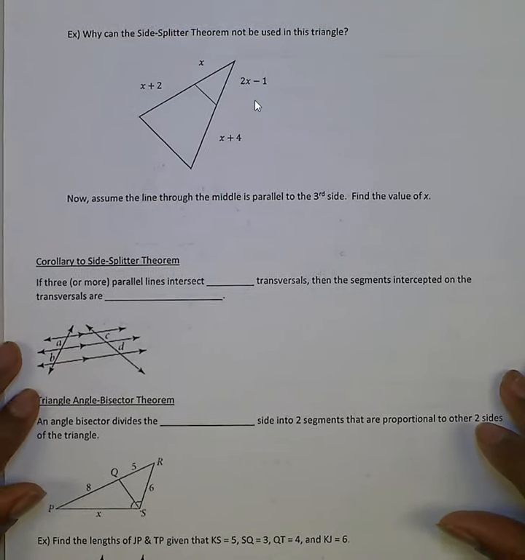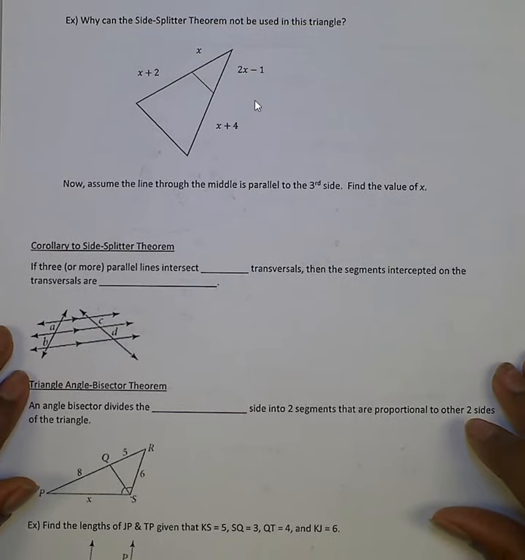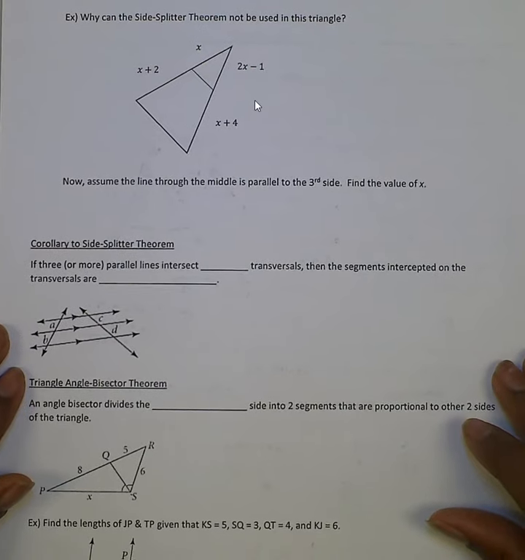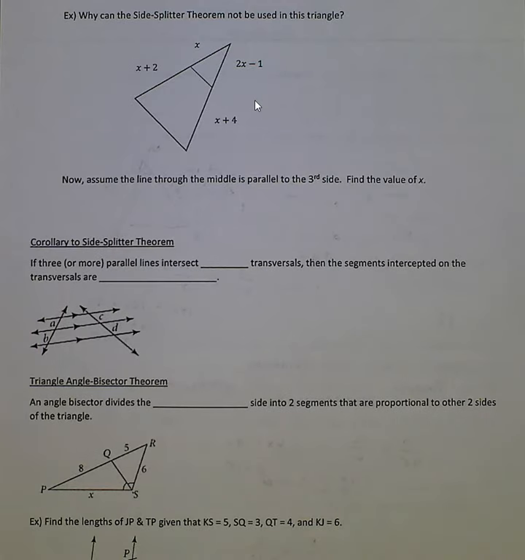Okay, looking at this top problem here, why can the side splitter theorem not be used in this triangle? Remember that the side splitter theorem has one important clause, that the line that splits the sides has to be parallel to the third side. Okay, in this diagram, notice they did not tell us that these lines are parallel at all, so we do not want to assume that unless told to.